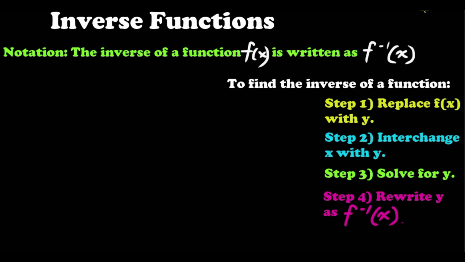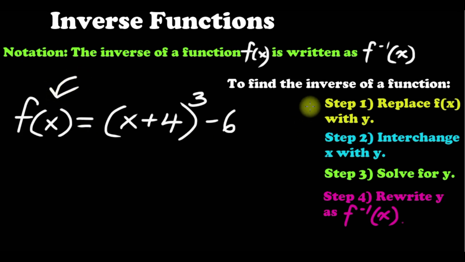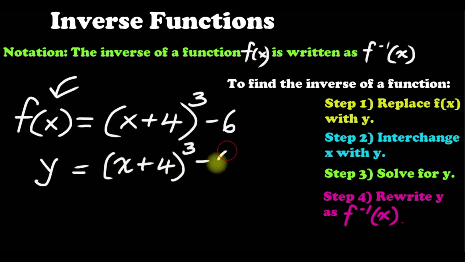Okay, let's take a look at another example. So here you have f of x is x plus 4 to the third power, and then take away 6. Okay, so we're going to find the inverse of this f of x. Let's go through the 4-step procedure of how to come up with the inverse. So first thing we have to do is replace f of x with y. So the f of x becomes a y, and then x plus 4 to the third power, take away 6.